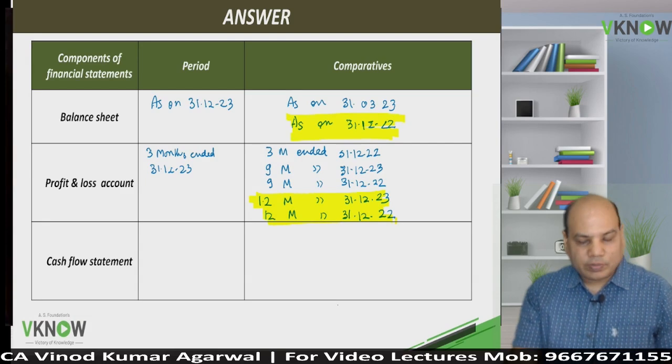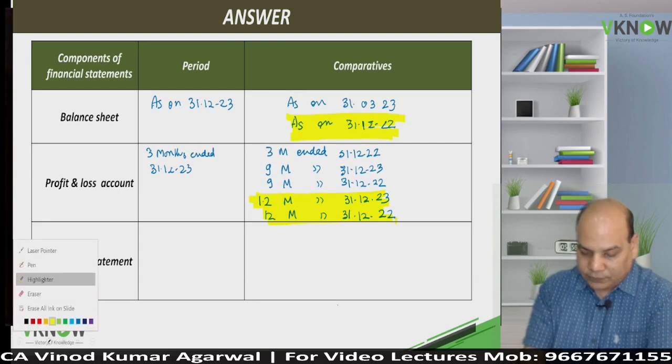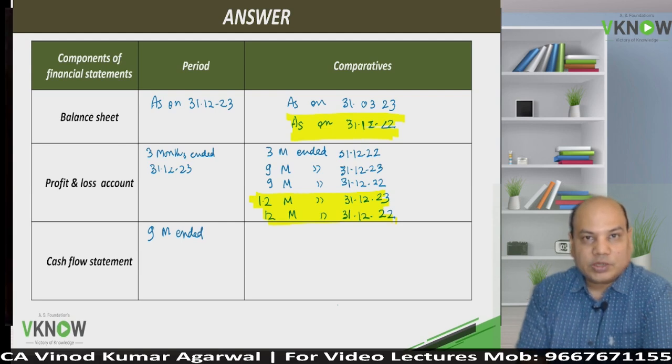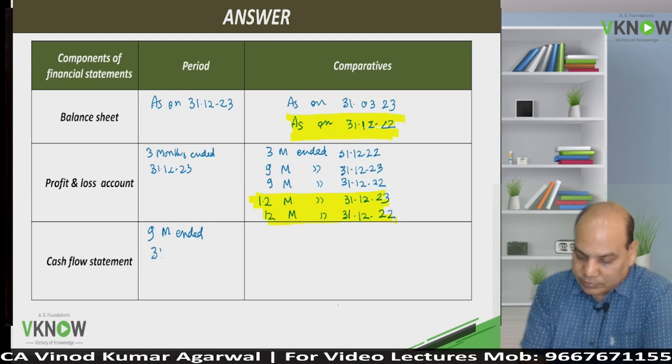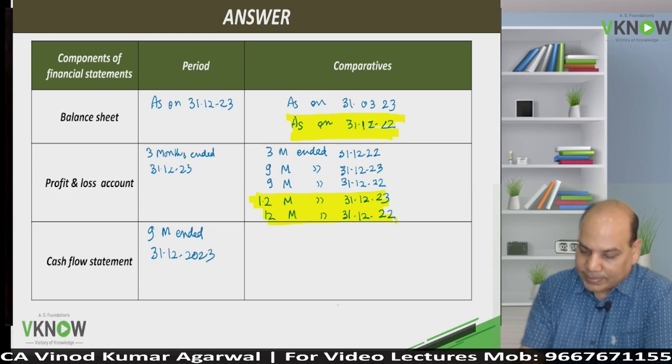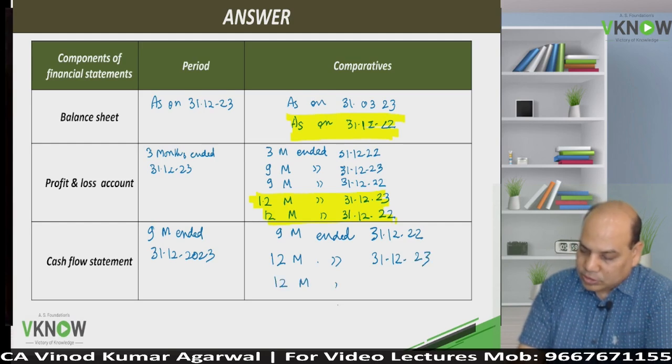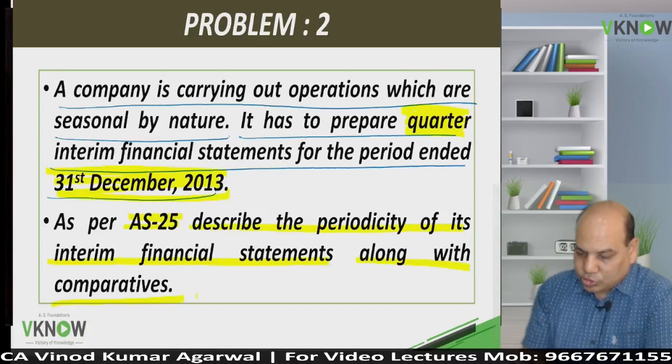Which are the additional requirements for seasonal business? And cash flow statement would be compulsory for 9 months ended year to date. For cash flow statement only year to date, 9 months ended 31/12/23, and comparative, which is mandatory, 9 months ended 31/12/22, and 2 more for seasonal business, 12 months ended 31/12/23 and 12 months ended 31/12/22.